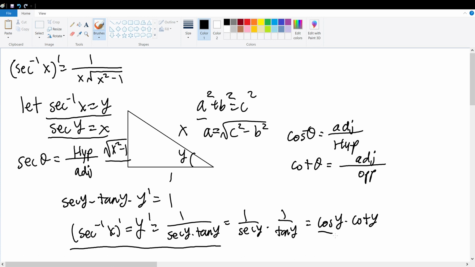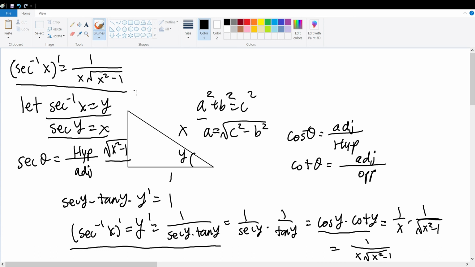Hence, if we apply this to cosine of y times cotangent of y, this becomes 1 over x times 1 over the square root of x squared minus 1, which will then give us a grand total of 1 over x times the square root of x squared minus 1. Hence, proving the derivative for the inverse of secant function to be equal to 1 over x times the square root of x squared minus 1.